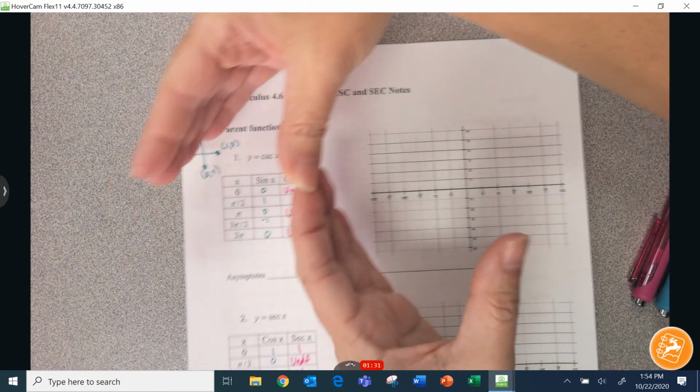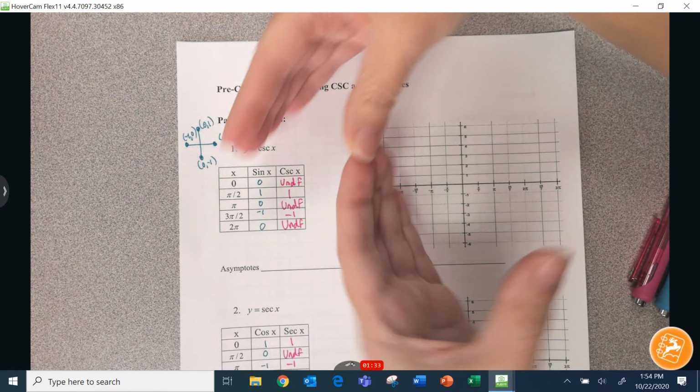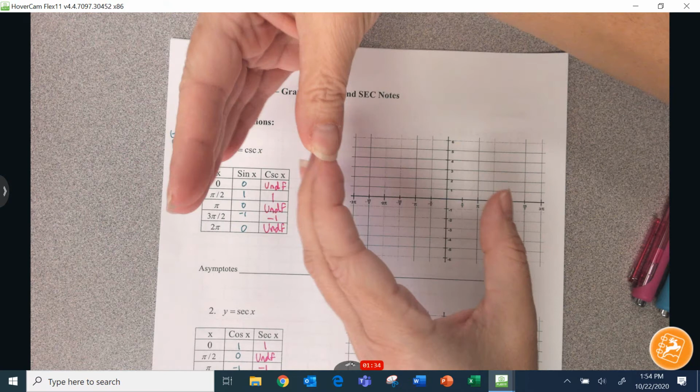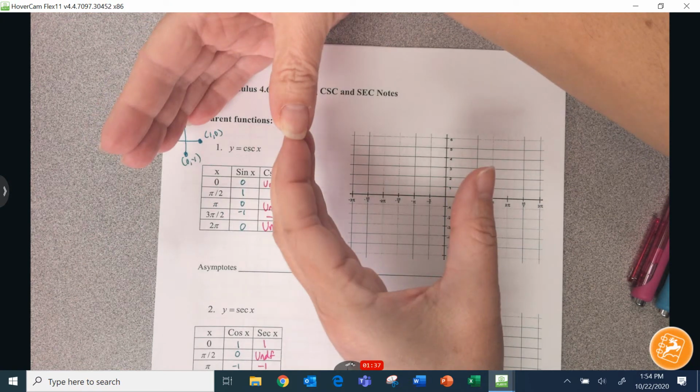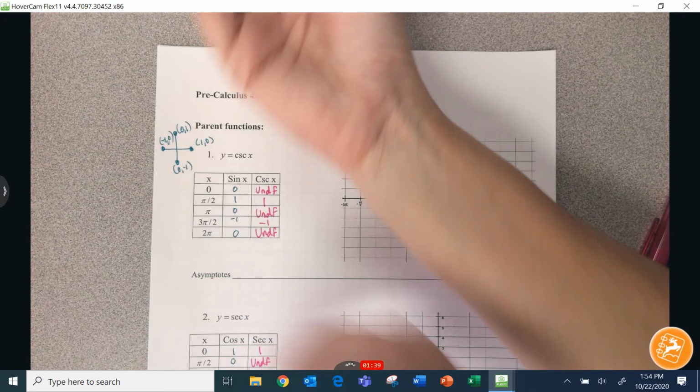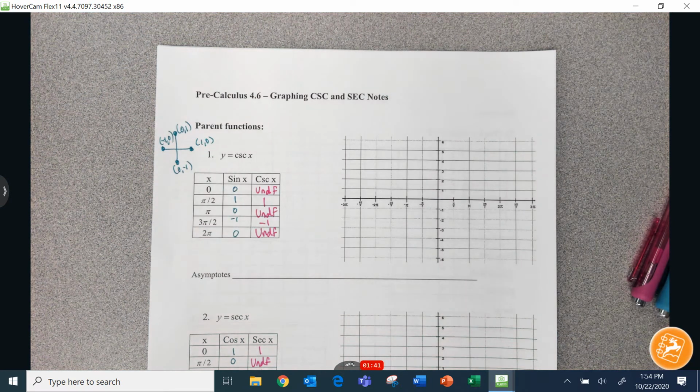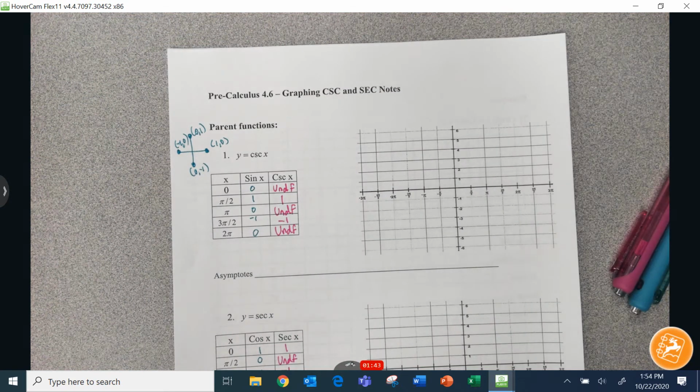I'll see if I can do it under here. My angle is off a little bit. That's hard to do under the camera.